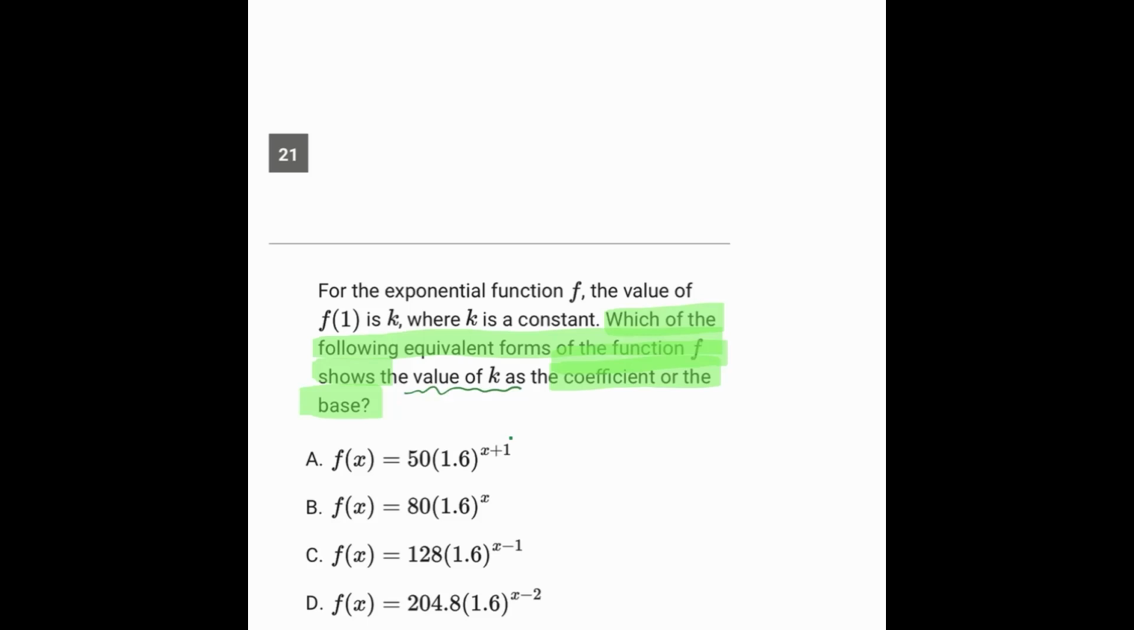Sometimes it may ask you which equation shows the vertex, or which one shows the x-intercept, or which one shows the square root, or whatever they're talking about. But whatever number they're talking about, it needs to appear in one of the equations. So what they're talking about here is f of 1.